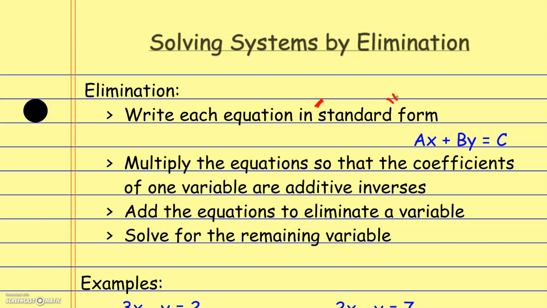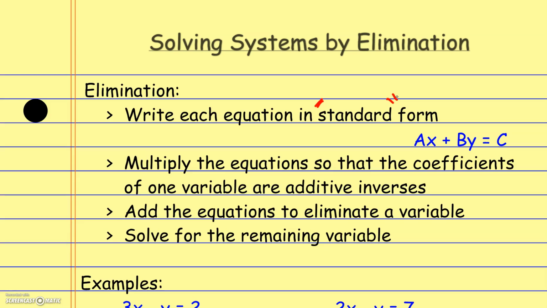We don't have to worry about some of the specifics of standard form, like not having fractions or not having a negative a value or not having a common factor between the three values. We don't particularly care about that. What we care about is the order: x, y, equals constant, because we need everything to line up.